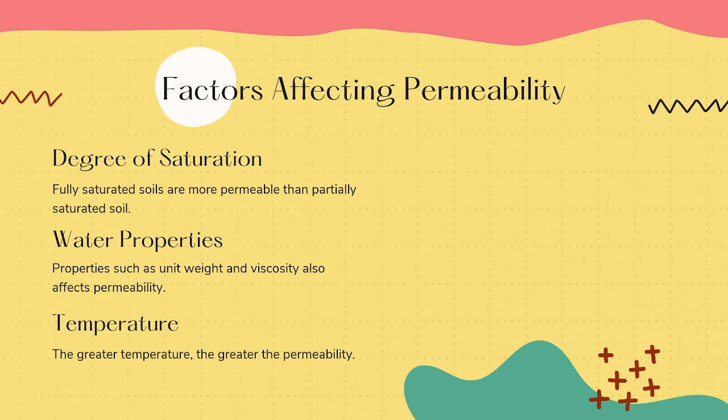So again, the next one is the temperature. The greater the temperature, the greater the permeability. This is because the viscosity of water is less when the temperature is high. And the less viscous the water, the easier it is to flow through the soil.